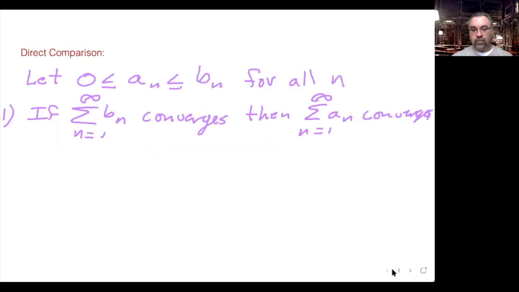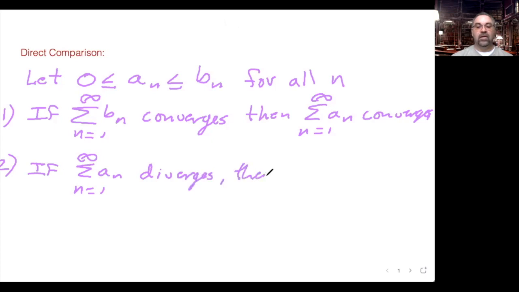The other thing we can tell, part 2 of the theorem, if the series A sub n diverges, then the series B sub n also diverges.